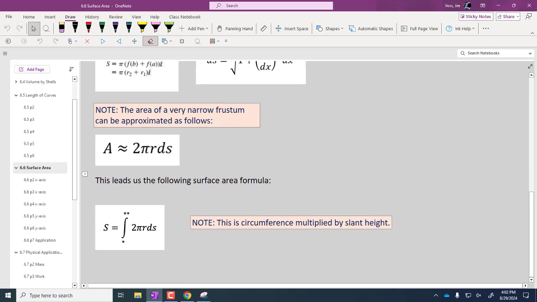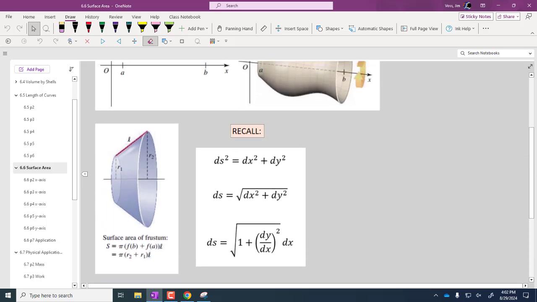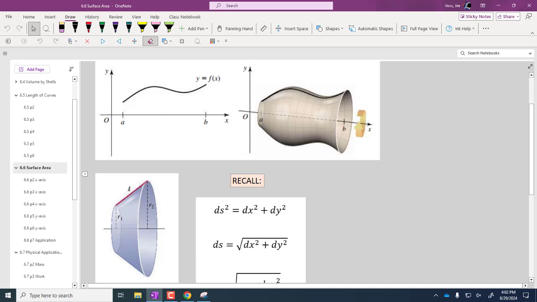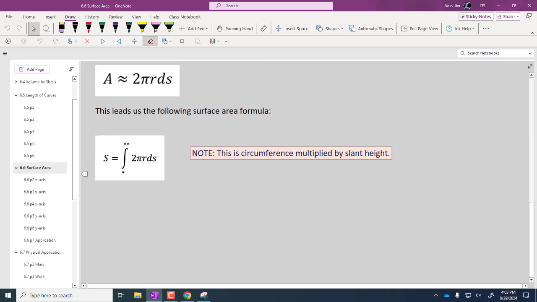Now, this is a formula that you may not know yet, but you should know it soon. The area of a very small frustum is going to be 2 pi r ds. 2 pi r is the circumference, and ds is going to act like that tiny slant height. It's that slant height that's going to be approximating the bend in the curve. So that little bend in the curve, wherever you're looking, that slant height is ds, and that's going to approximate it. So ds is a little piece of slant.